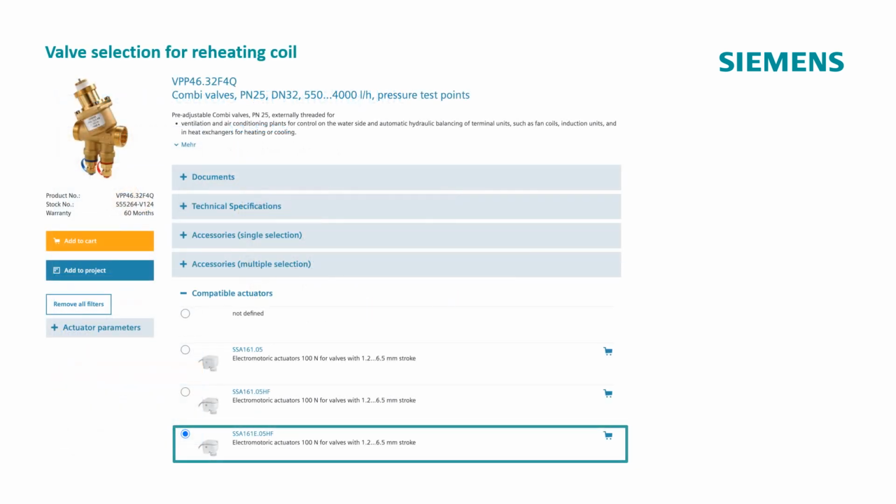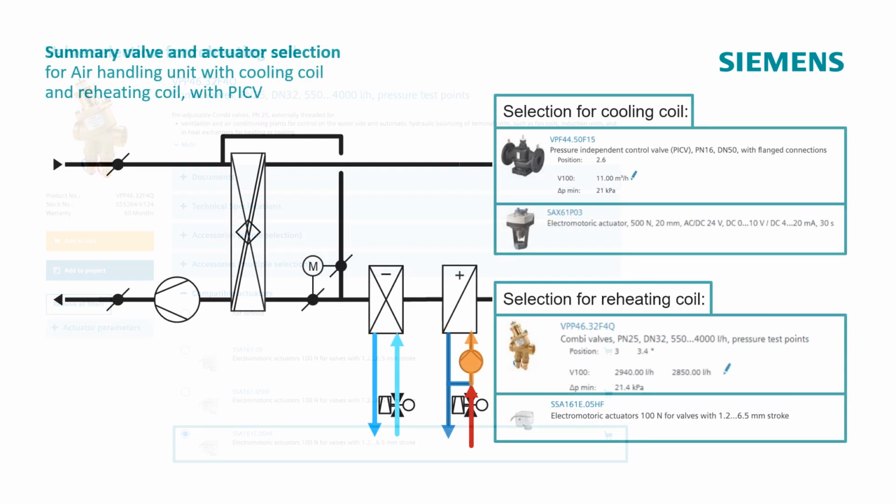We select the actuator, SSA161E.05HF, with its equal percentage characteristic, because this is suitable for a reheating coil. Now the control valve and the actuator for the reheating coil are selected. They can also be added to the cart or a project. In summary, here the selected valves and actuators for the cooling coil and the reheating coil.